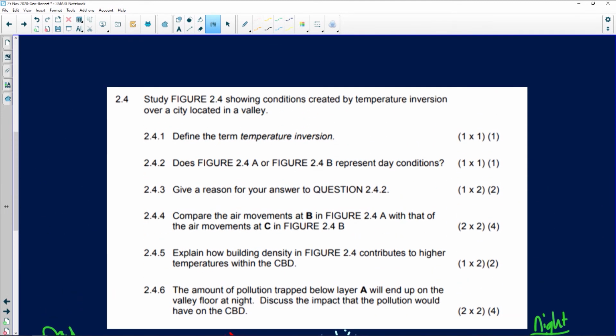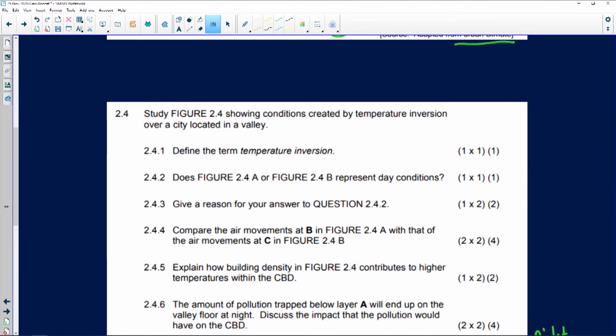But let's have a look at the question. Define the term temperature inversion. I've mentioned it, I'm just going to write it: increase of temperature with increase of altitude.